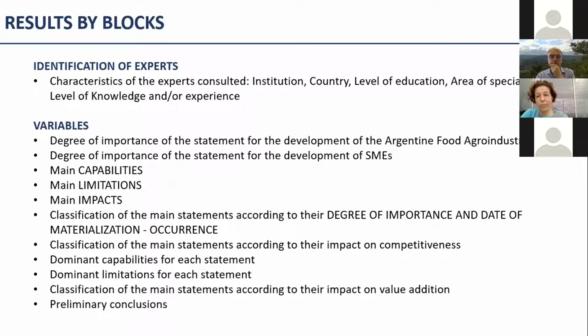Results by blocks. You see, 7 blocks, 8 blocks? By blocks, we identified the experts' characteristics: origin, country, level of education, level of knowledge and experience. The variables: information about the degree of importance of the statement, the degree of importance of the statement in the small enterprise, main capabilities, main limitations, main impacts, the classification of the main statements according to their impacts. So the cross of the answers with what we asked. And every block had its preliminary conclusions.